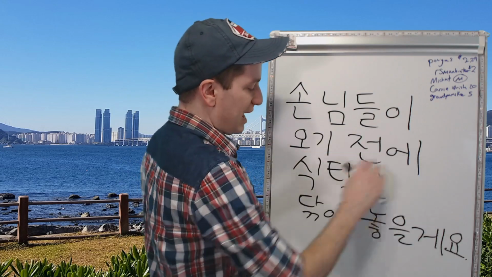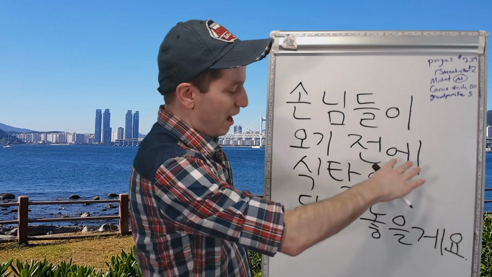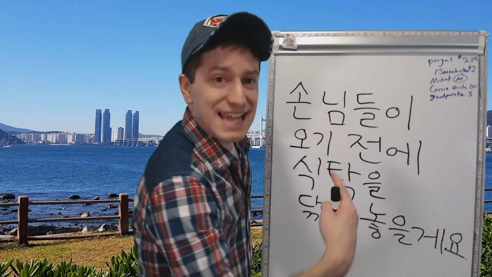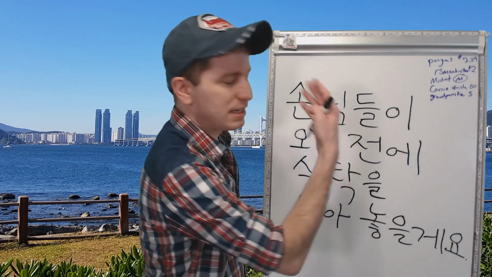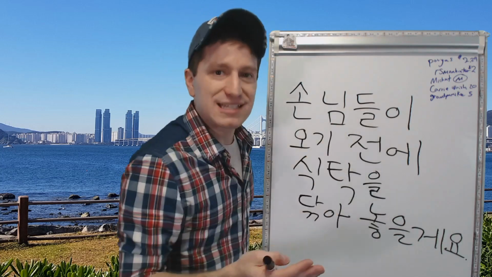손님들이 오기 전에 식탁을 닦아 놓을게요. Before the guests arrive, I will clean the table. 닦다 means to wipe. You're wiping the table in preparation because the guests are coming. So I'm going to wipe the table in preparation before the guests come.